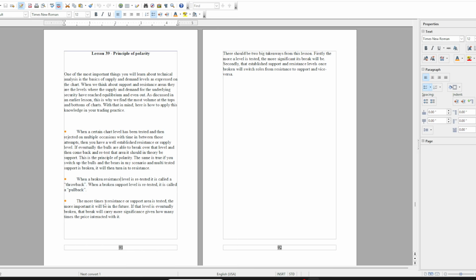Going back to the lesson, the more times a level is tested, the more important it will be in the future. And if that level is eventually broken, that break will carry more significance given how many times the price level interacted with it. So this lesson is about the principle of polarity, but it's not just that. I would probably rename this lesson if I was rewriting the book. It would be something about how a level is formed and what makes a level an important level. And this talks about that, multiple time points and what the significance of the break is. Support becomes resistance when broken: throwback, a test from above; pullback, a test from below. Lesson 39, Principle of Polarity.